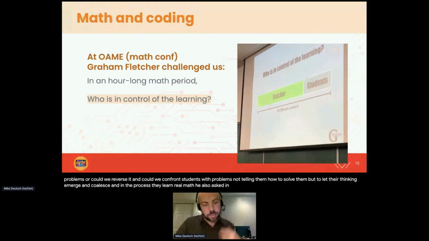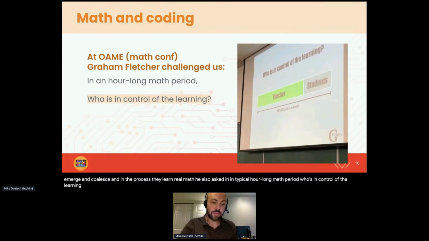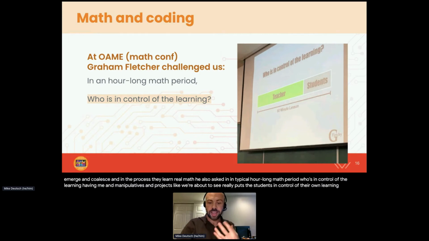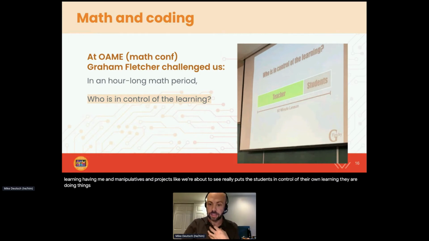He also asked, in a typical hour-long math period, who's in control of the learning? Having manipulatives really puts the students in control of their own learning. They are doing things actively and constructing their knowledge much more than if they're sitting and passively listening.